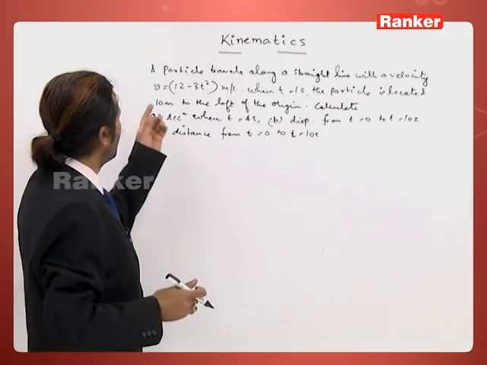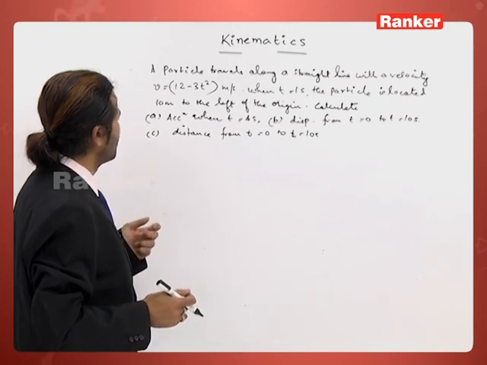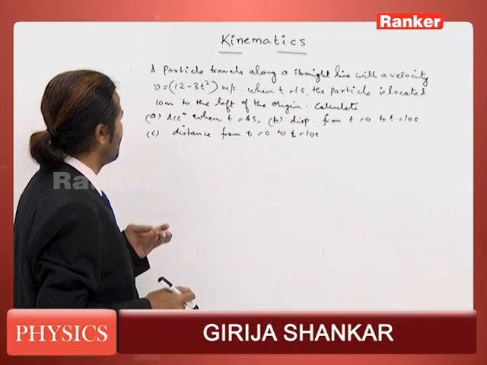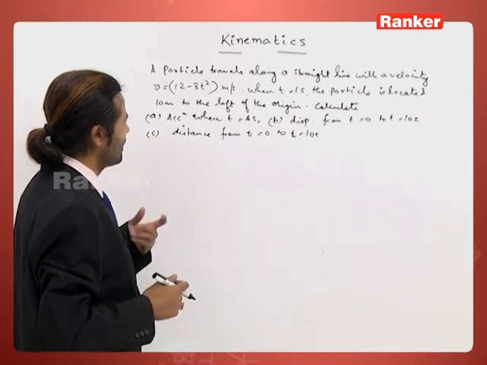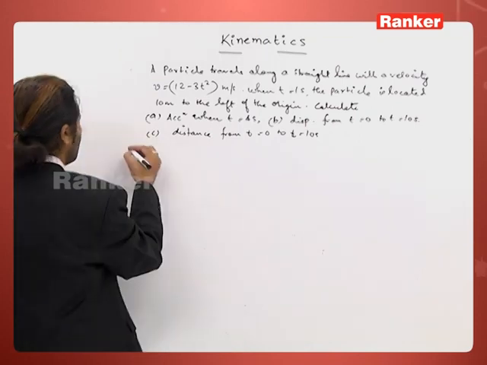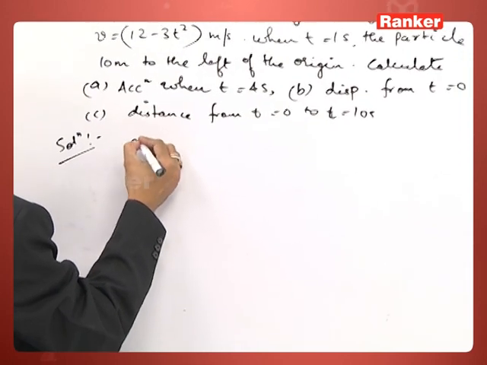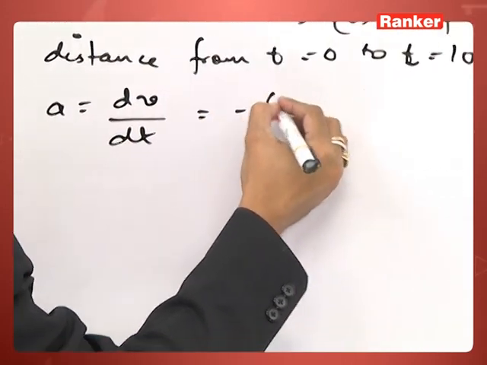Now a particle travels along a straight line with a velocity v is equal to 12 minus 3t square. When t is equal to 1 second, the particle is located 10 meter to the left of the origin. Calculate acceleration at t equal to 4 second, displacement, distance, all this is given. So first one is acceleration, which is dv by dt. This is minus 60.